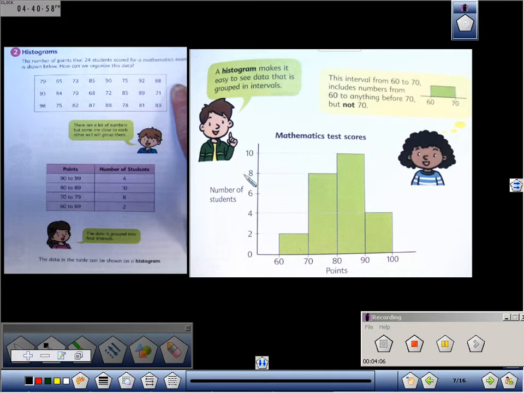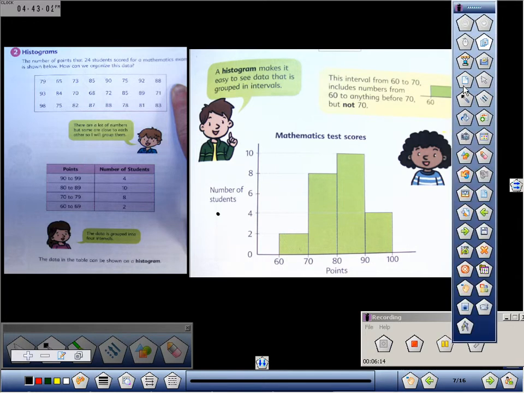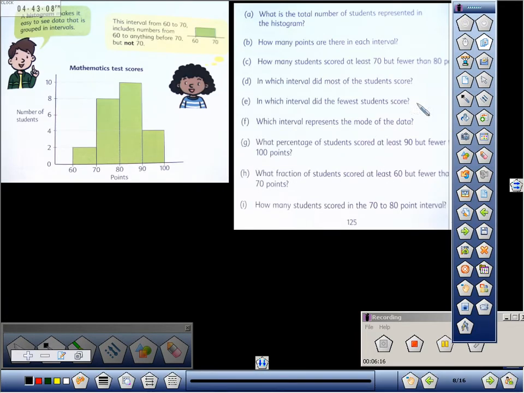You notice this is called your scale. These are your categories: 60 to 69, 70 to 79, 80 to 89, 90 to 99. Then down here, those are going to be your points that each person got. Now let's go on to the next page where we analyze some of these.